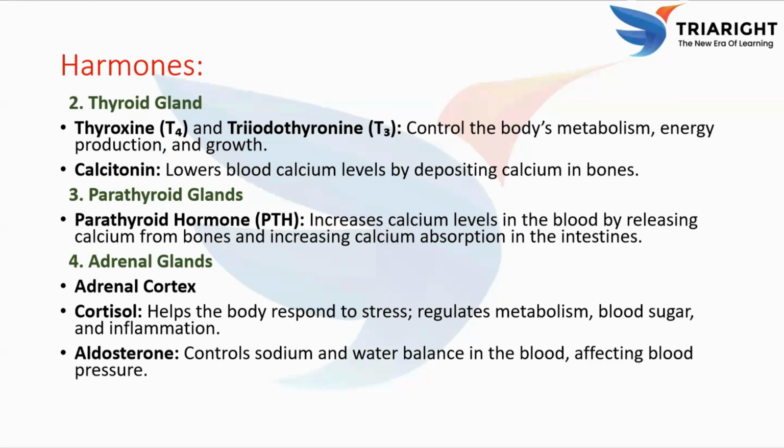For example, if thyroid hormones are low, metabolism slows down, so weight gain and tiredness take place. If thyroxine and triiodothyronine are too high, metabolism speeds up, and thus weight loss and fast heartbeat take place.